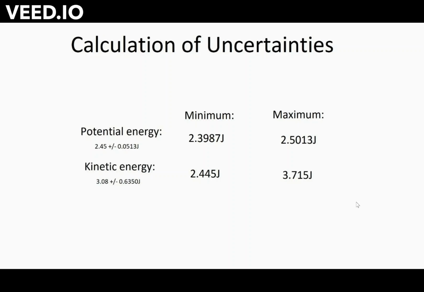These uncertainties put the potential and kinetic energies within range of each other, which confirms our hypothesis that the potential energy of the pendulum before it was dropped from the 90-degree angle was equal, when taking into account the margin of error, to the kinetic energy of the pendulum at the lowest point of its swing.